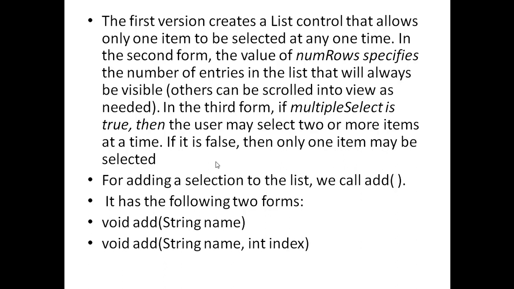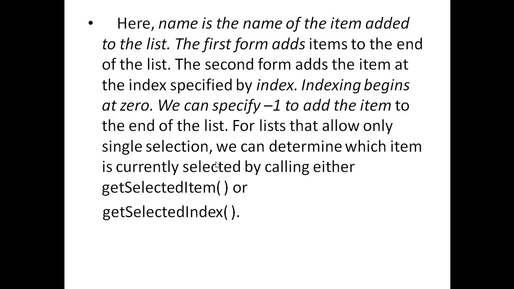It has the following forms: void add(String name) and void add(String name, int index). Here name is the name of the item added to the list. The first form adds the item to the end of the list. The second form adds the item at the index specified by index value. Indexing begins at 0. We can specify -1 to add the item to the end of the list.